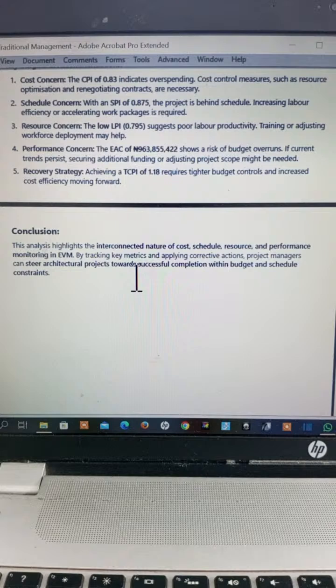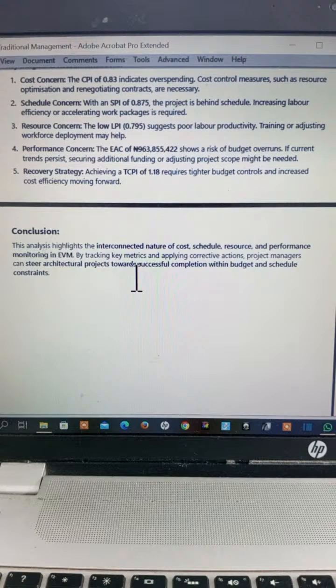If you have gotten this message, the next one, being the third, has to do with resources. In a situation where you have your LPI, which is the labor productivity index, of 0.795, this suggests that your labor productivity is very poor. Are you getting me? You may look at training your workforce, or you deploy additional help. Are we making sense here?